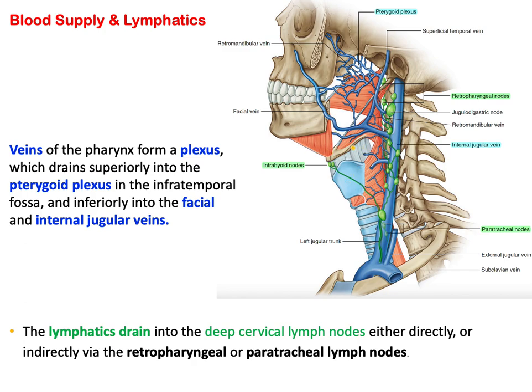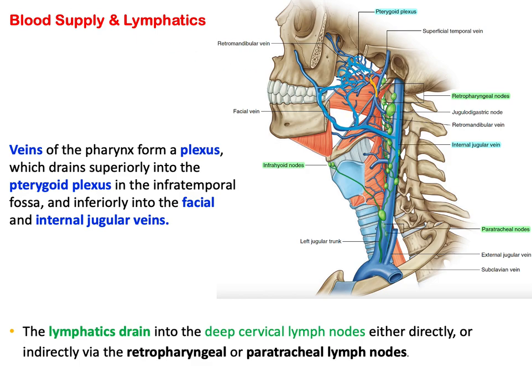And what about the venous drainage? Indeed, the veins in and around the pharynx create a kind of plexus. Then the blood from around the pharynx drains superiorly into the pterygoid venous plexus in the infratemporal fossa, and inferiorly into the facial vein, right? And ultimately into the internal jugular vein. So, pterygoid plexus, facial vein, internal jugular vein.